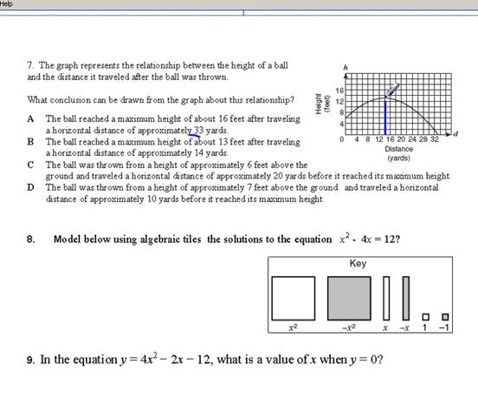And it does look like about 13 feet. So this one, I think, has promise. So I'm going to put a little star by there. The ball was thrown from a height of approximately 6 feet above the ground. That looks right here. And traveled a horizontal distance of approximately 20 yards before it reached a maximum height. Well, the maximum height was clear back here at, it looks like 14. So that one's not really right.